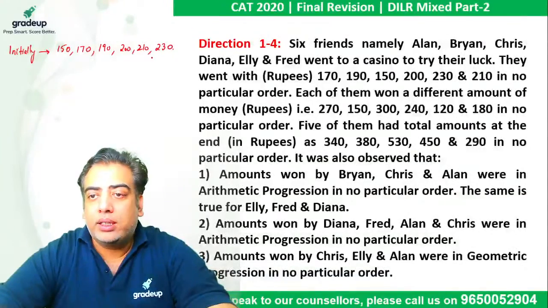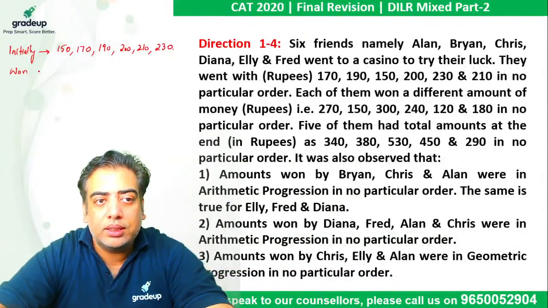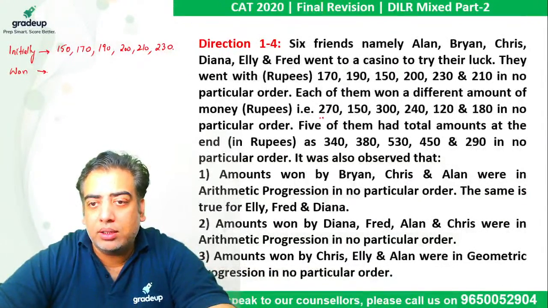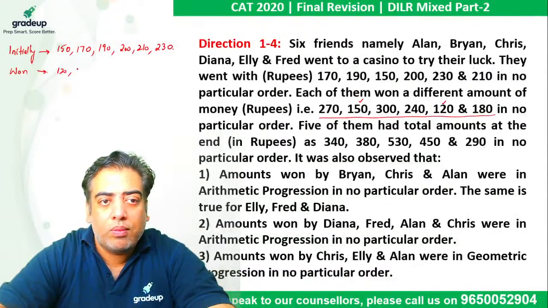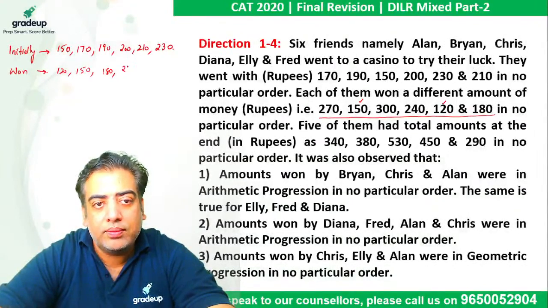Each of them won a different amount of money. So the amount is given to me. So again, I am going to write all these values in increasing order. So the least amount is 120, then it is 150, then it is 180, then 240, 270, and 300.